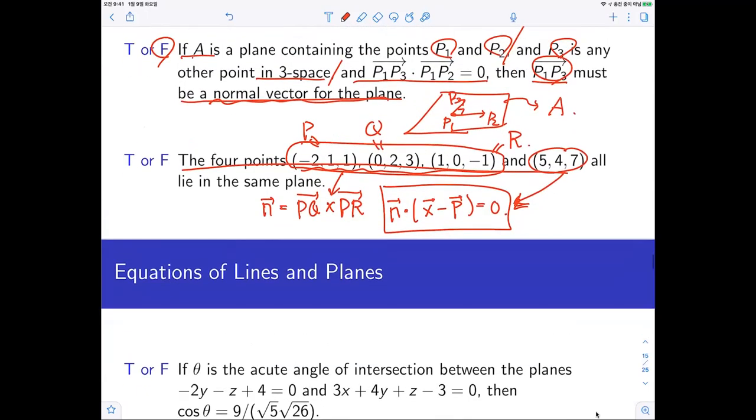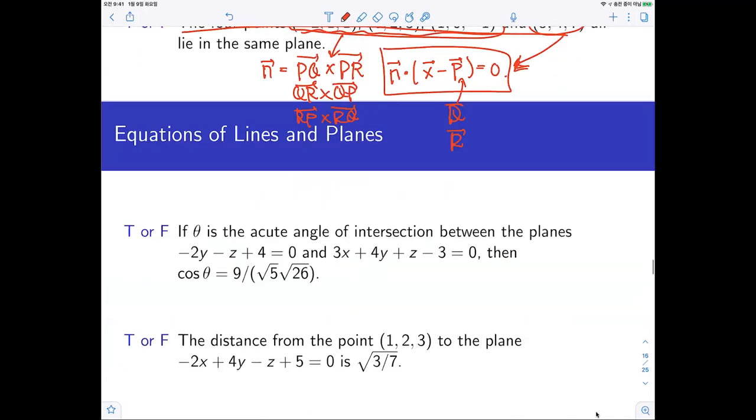You only have to find any normal vector. You can also take QR cross QP and RP cross RQ. P can be replaced by Q or R, because this P is an arbitrary point on the plane.